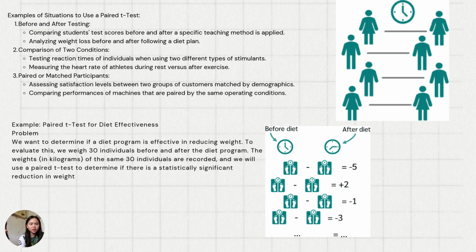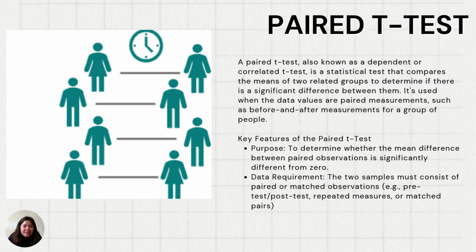Example, the situation to use a paired t-test. A paired t-test, also known as a dependent or correlated t-test, is a statistical test that compares the means of two related groups to determine if there is a significant difference between them. It is used when the data values are paired measurements, such as before and after measurements for a group of people.